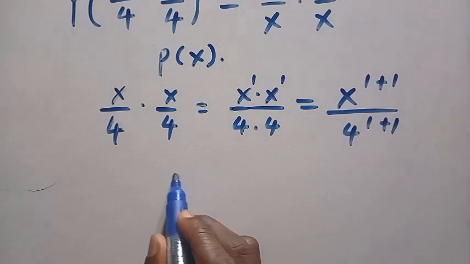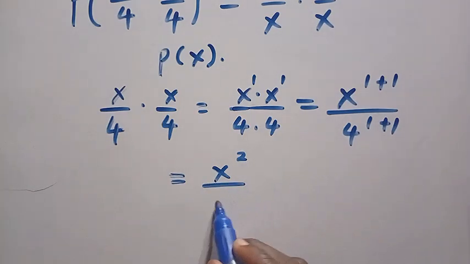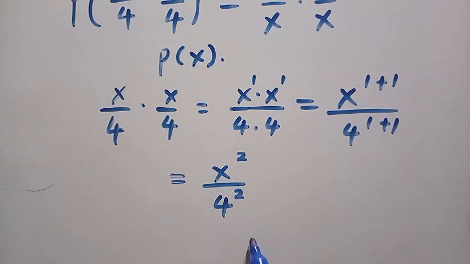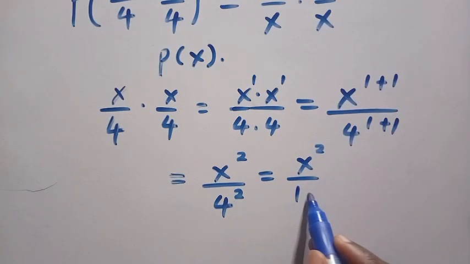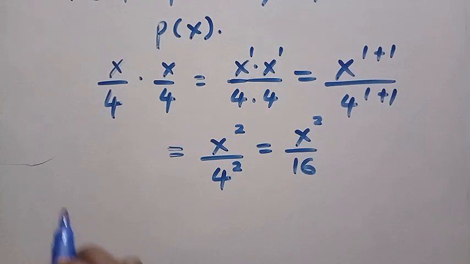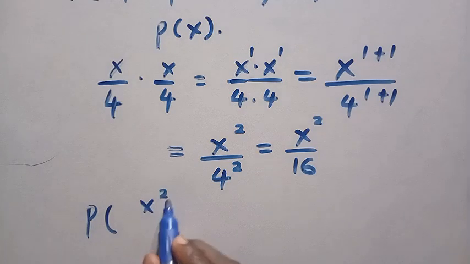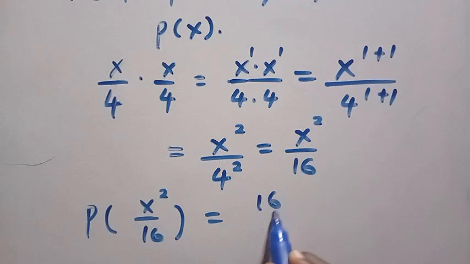So having noted this, we have x raised to power of 2 divided by 4 raised to power of 2, and everything equals x raised to power 2 divided by 16. So this is what we have. Then, since we have simplified it to this term, we are going to have p of x squared over 16 equals 16 over x squared.